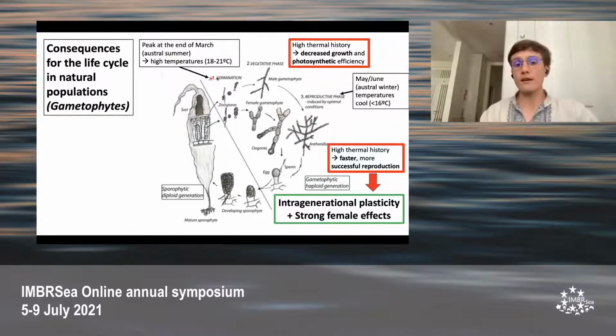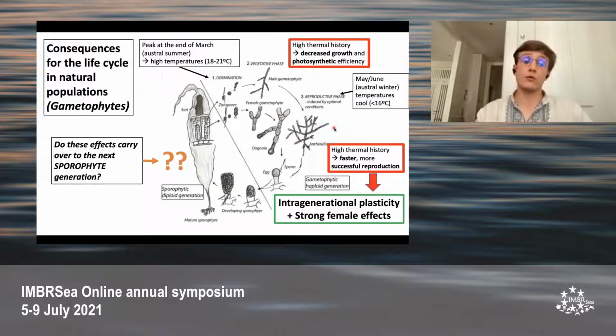So here we see that after being released at the end of the austral summer, the gametophytes are generally exposed to quite high temperatures, which leads to a decrease in growth and in photosynthetic efficiency. However, once the temperatures are cool enough for them to become reproductive, which is generally after 2 to 3 months, as in our experiments, the high thermal history really leads to a faster and a more successful reproduction, which shows strong intragenerational plasticity as well as very strong female effects.